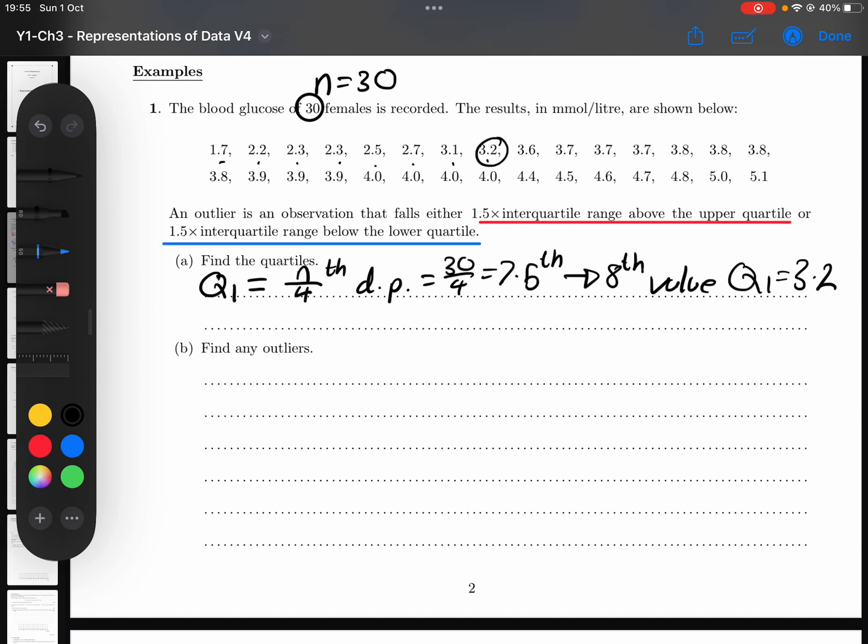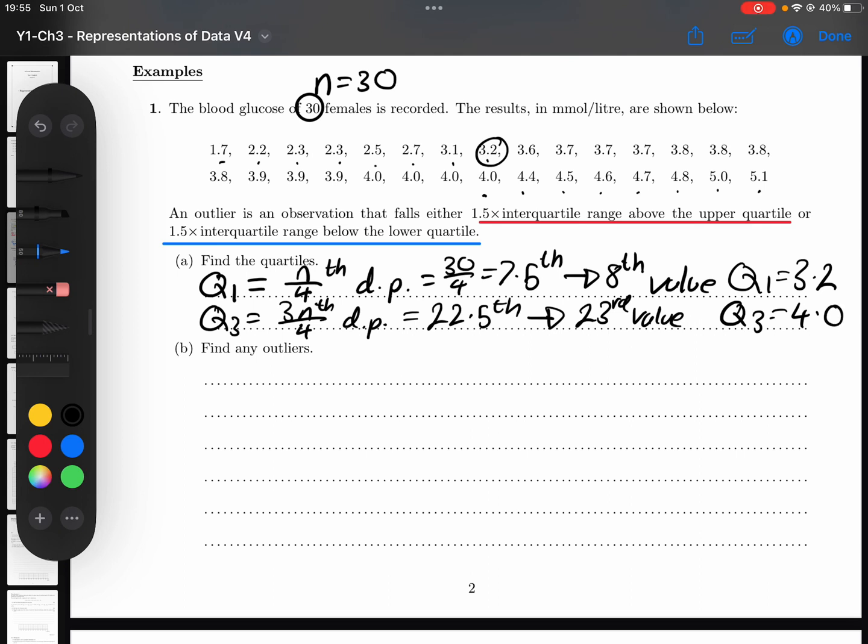In a similar way, we can find the upper quartile, Q3, the 3n over 4th data point, which in this case would be the 22.5th data point. And again, we round up to the 23rd value. So that would be 30th, 29, 28, 27, 26, 25, 24, 23. So the upper quartile is 4.0.